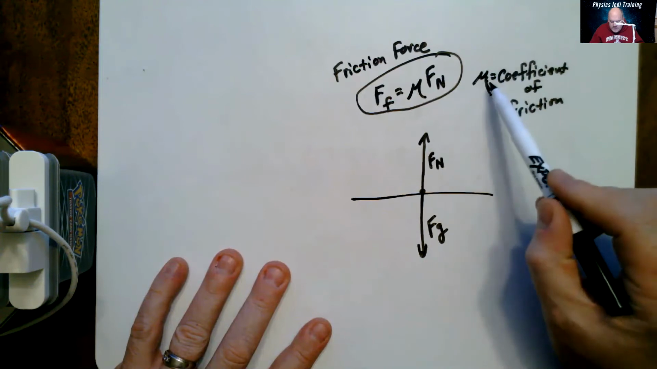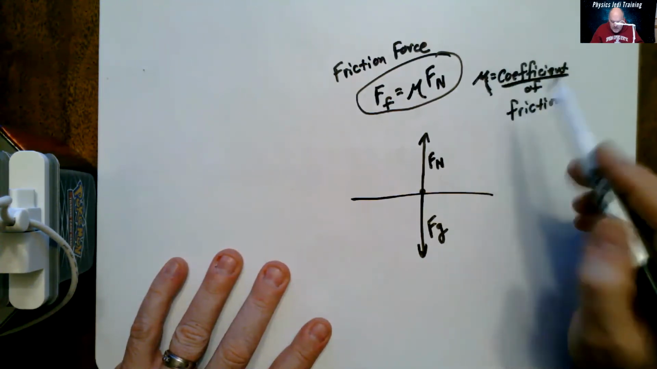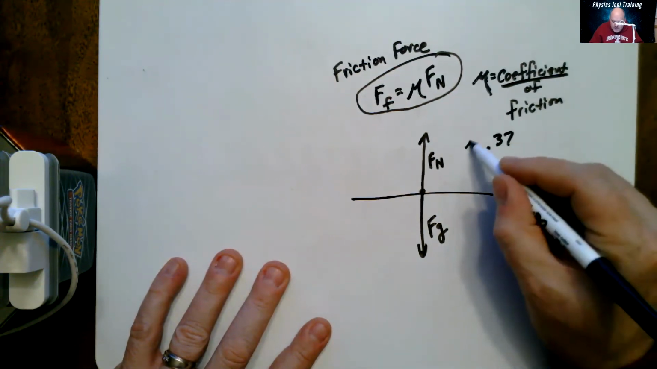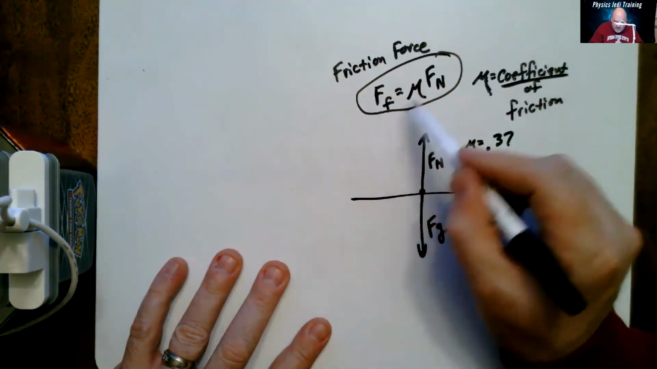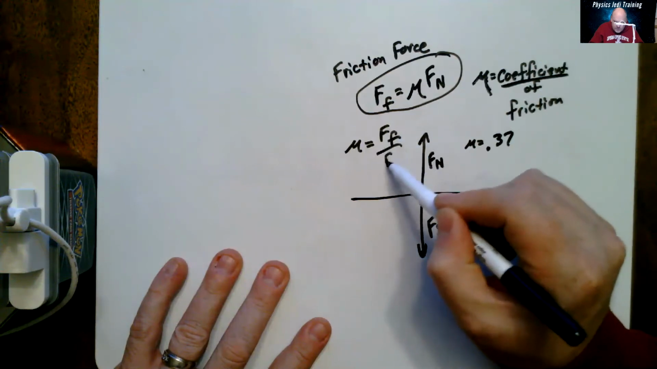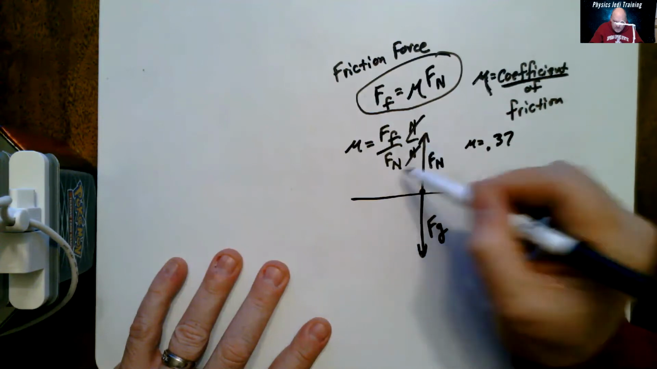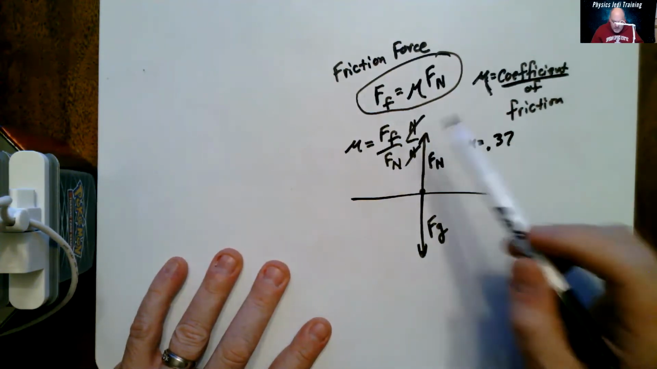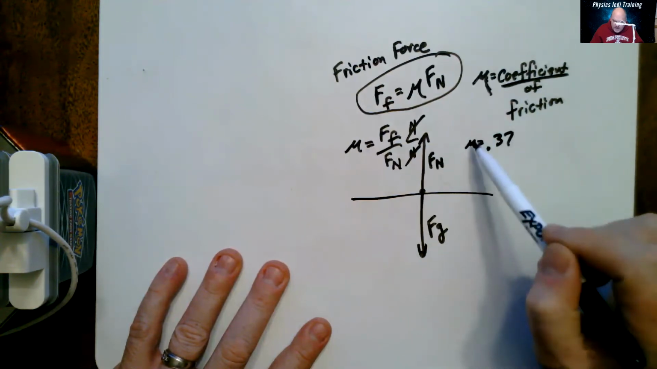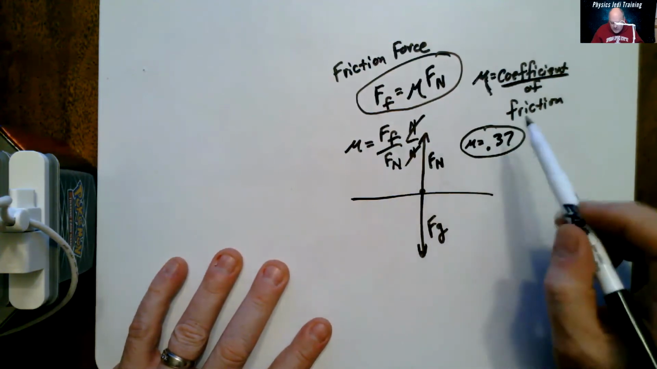So this number here, it's a number, it's a coefficient. It doesn't actually even have a label. It's always going to be like point something, like 0.37 is mu. The reason it doesn't have a label is because if you solve for mu, it's the ratio of the friction over the normal force. Both of these are in newtons, right? So if you take Newton divided by Newton, it cancels out. There is no unit for the coefficient of friction. It's just a number that describes kind of the two surfaces that are sliding past each other.